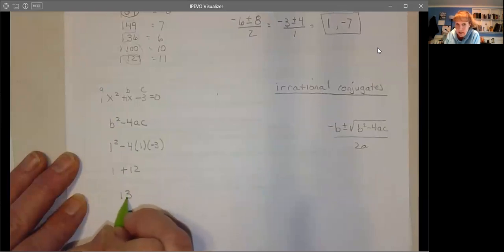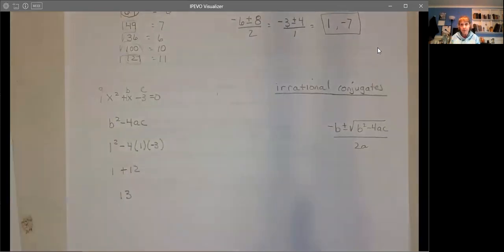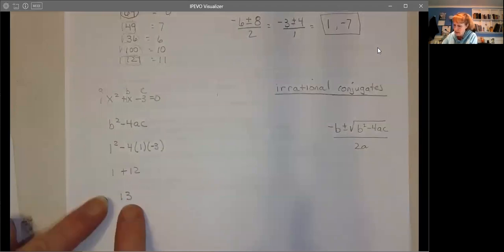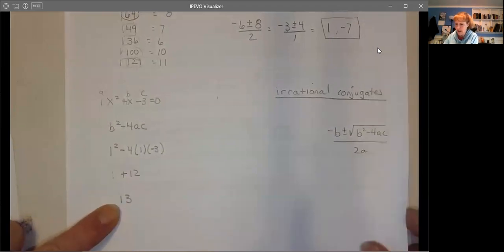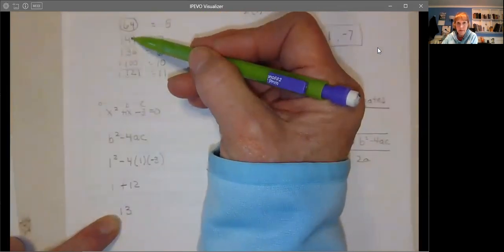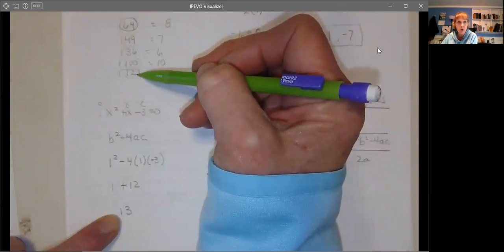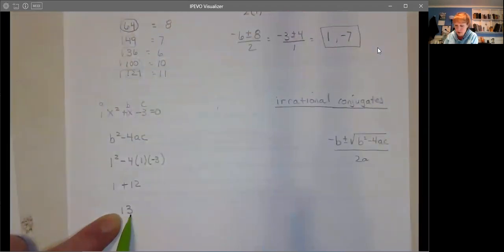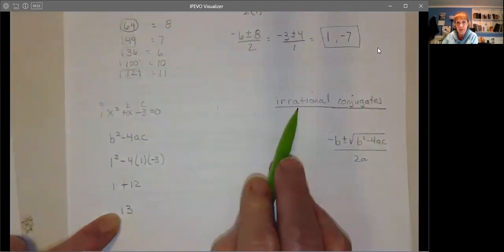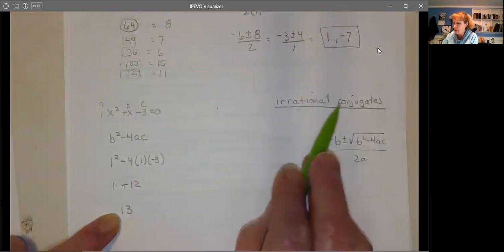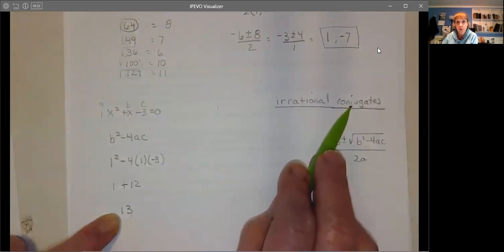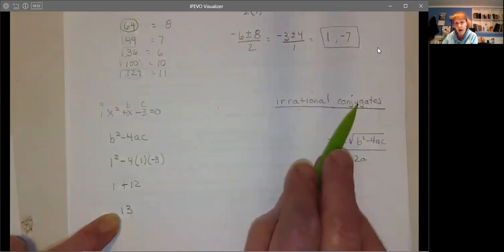So I get 13. Now, this is not a perfect square, because something times itself does not give me 13. If we had gotten one of those earlier numbers as our discriminant, we would have known we had 2 rational solutions. But it's a 13, which cannot be reduced, so it's going to be irrational. And they're going to be conjugates of each other. Whenever they're irrational, they're conjugates.